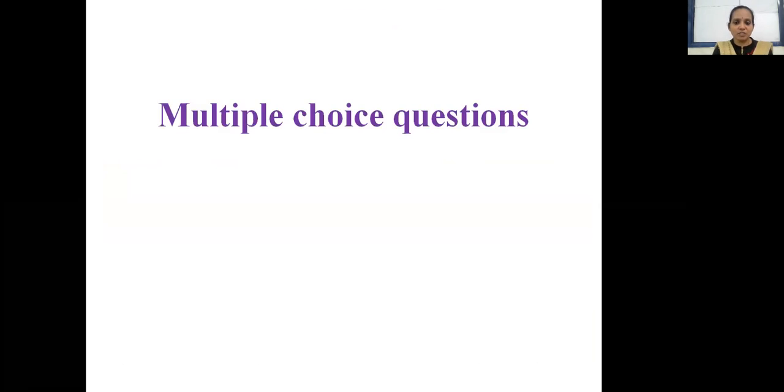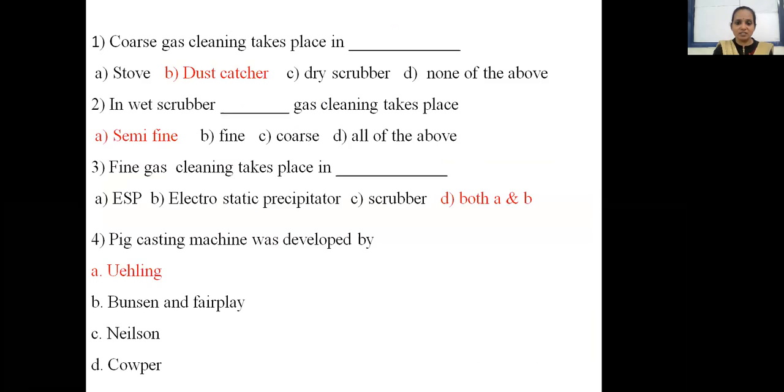Let's see the multiple choice questions in this topic, in this session. Coarse gas cleaning takes place in stove, dust catcher, dry scrubber, none of the above. The coarse gas cleaning takes place in dust catcher.